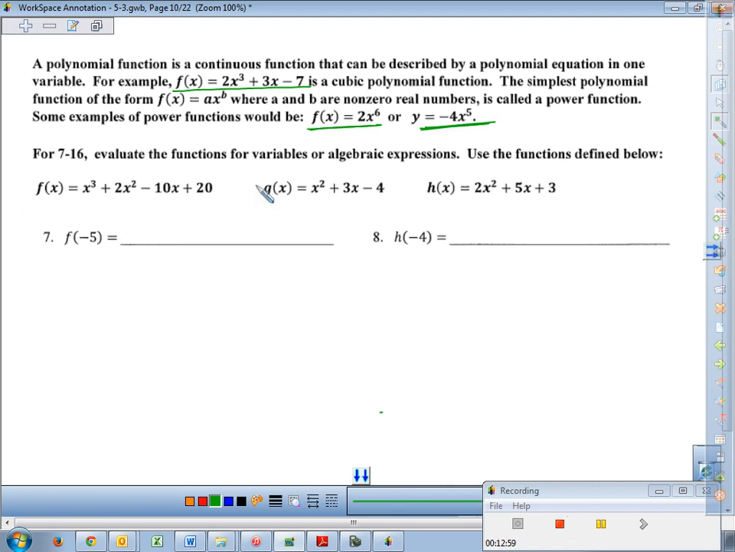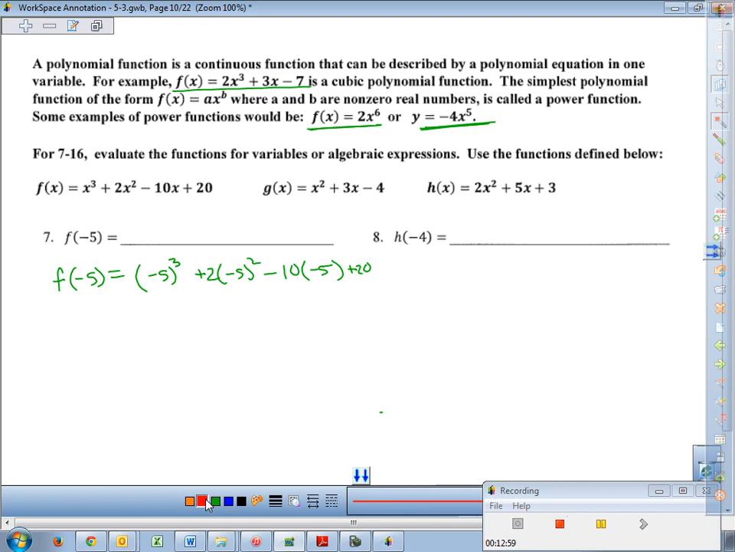This is a g function. This is an h function. So let's do it. F of -5 equals. Everywhere you see an x, you should put parentheses around that and substitute -5 in. Parentheses make a huge difference. Good deal. Then think about your signs.